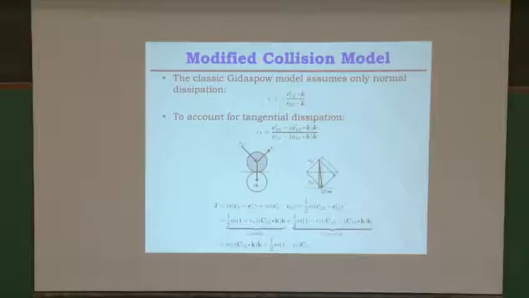All right, so the classical approach is used to get a small model, shown here, which assumes that only the normal dissipation, which is defined by the restitution coefficient. That restitution coefficient is defined as a ratio of relative velocities.